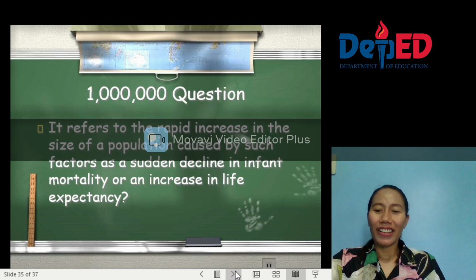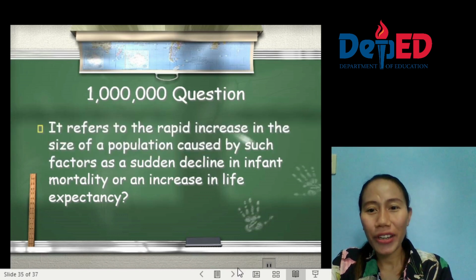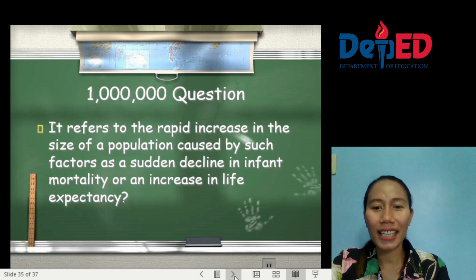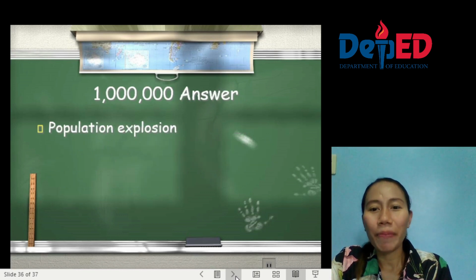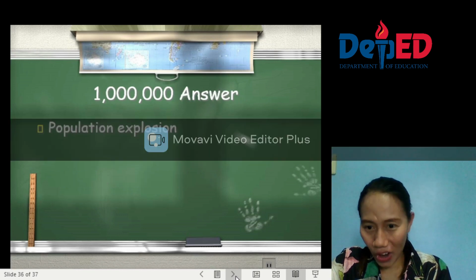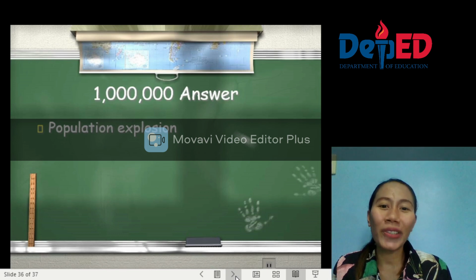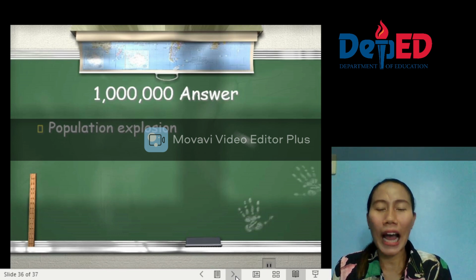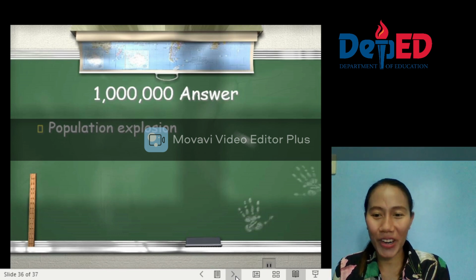Alright, let me reveal the answer. So the answer is, what do you think is the answer, learners? Alright, the answer is population explosion. Did you get the answer? I hope you were able to get the answer.